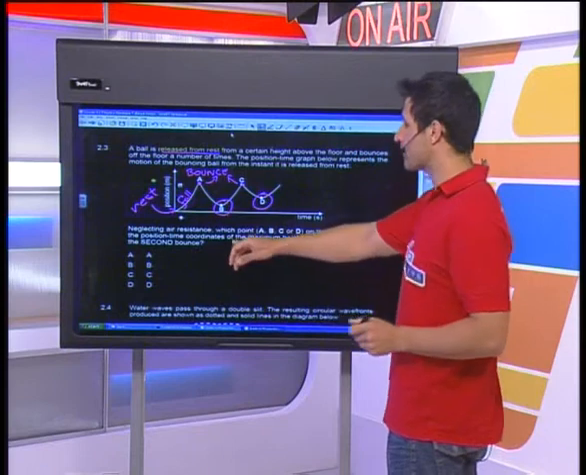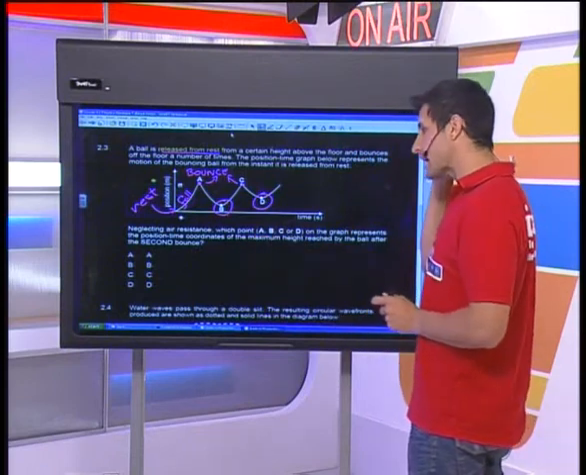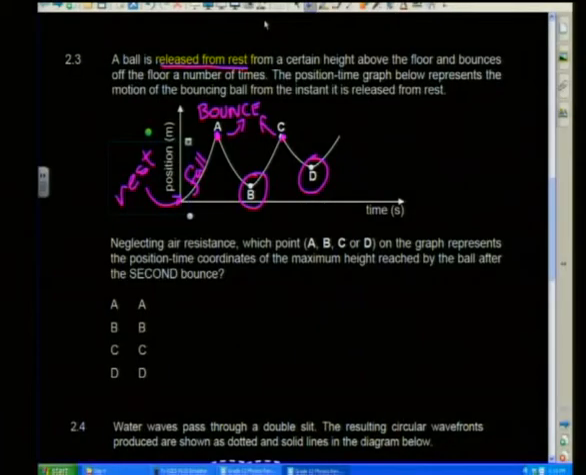It says, neglecting air resistance, which point, A, B, C, or D on the graph represents the position-time coordinates? Now, that sounds so complicated. So basically, they're saying where on the graph would we find the maximum height reached by the ball after the second bounce? Well, let's first identify which bounce was which.